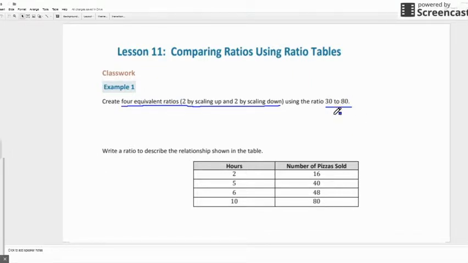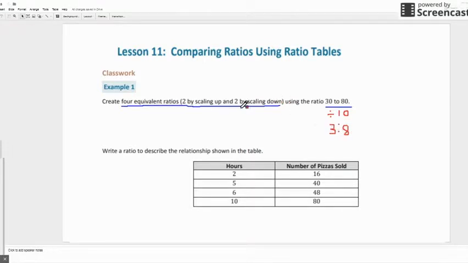If you look at 30 and look at 80, we want to simplify it down. So we want to divide by something. And hopefully you recognize that they both have zeros on the end, so we can easily divide by 10 to simplify down the ratio. This gives us an equivalent ratio of 3 to 8. Now we want to do this because we have to make equivalent ratios, two we have to scale up, and two we have to scale down.